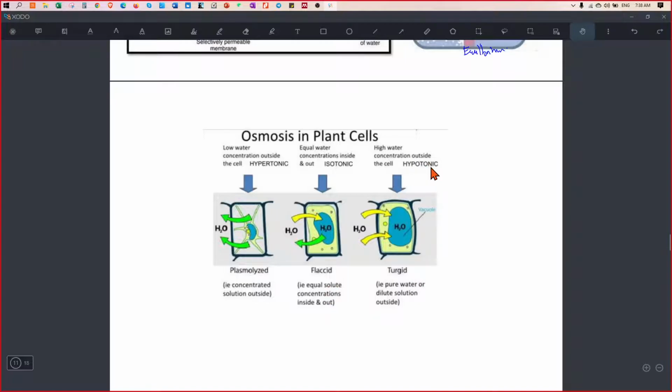However, in the hypotonic solution, the water potential outside is a lot higher, so water is going to enter the cell even though the cell already has water in it. When this happens, the whole cell is going to swell up, and this condition is called a turgid cell. How can you make this happen, hypotonic? By using a pure water solution.